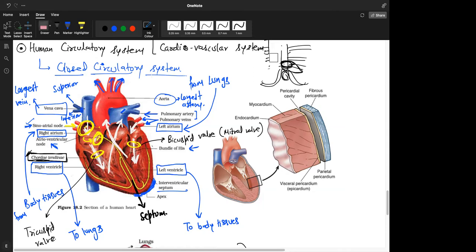The right atrium receives deoxygenated blood from tissues via veins, and the left atrium receives oxygenated blood from the lungs. The right ventricle sends blood to the lungs, and from the lungs it comes to the left ventricle and to all the tissues. The vena cava is the major vein that brings blood to the right atrium. Vena cava has two bifurcations. The top one is the superior vena cava, and the lower one is the inferior vena cava.